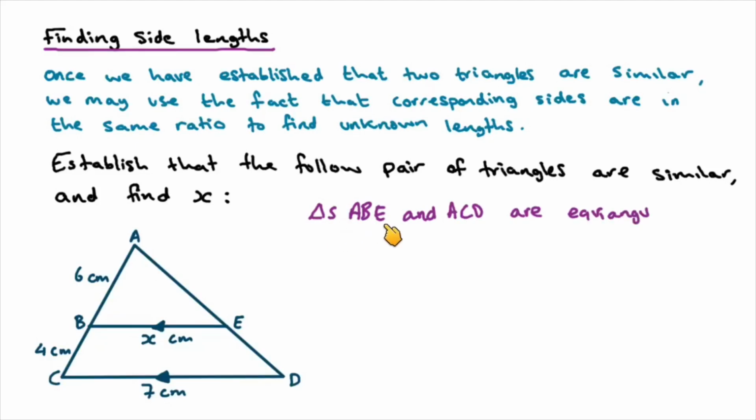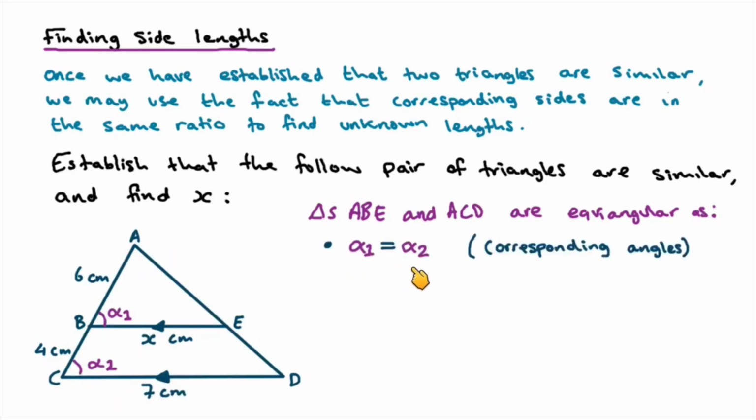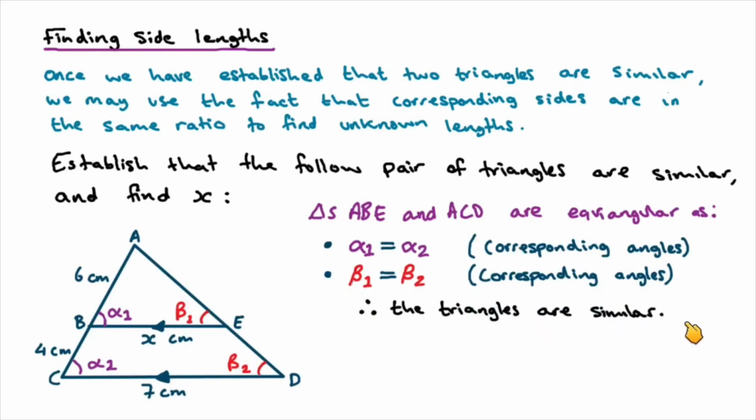So triangles ABE and ACD are equiangular since we have a set of parallel lines and a transversal, alpha 1 equals alpha 2, because they're corresponding angles. You may have also noticed, because of these parallel lines and this transversal here, AD or AED, that we have another set of corresponding angles. So we can state that beta 1 equals beta 2 because they're corresponding angles. Therefore, the triangles are similar.